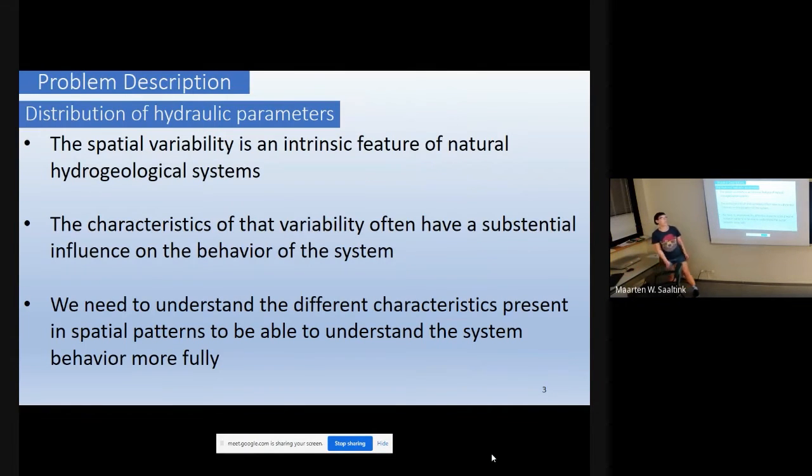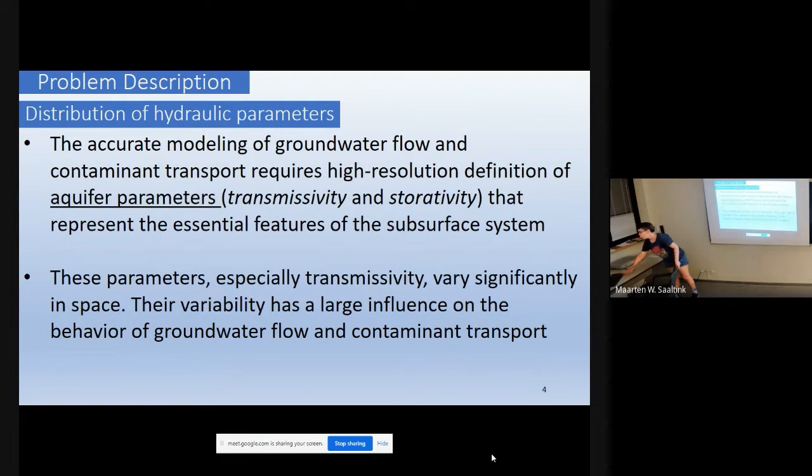The spatial variability is an intrinsic feature of natural hydrogeological systems. The characteristics of that variability often have a substantial influence on the behavior of the system, and we need to understand the different characteristics present in spatial patterns to be able to understand the system behavior. The accurate modeling of groundwater flow and contaminant transport requires definition of aquifer parameters, transmissivity and storativity, that represent the essential features of the subsurface system.